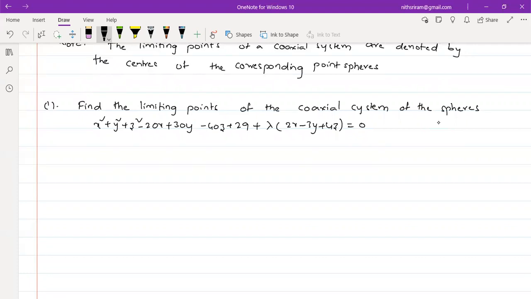So here we have been given a coaxial system of spheres. A coaxial system of spheres is nothing but a sphere equation together with a plane equation. We call this a coaxial system. Right now we have to find the limiting points for this coaxial system of spheres, and this is a very, very important model. Coming to the solution.